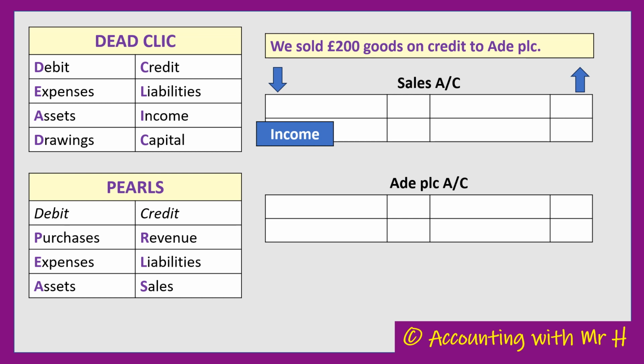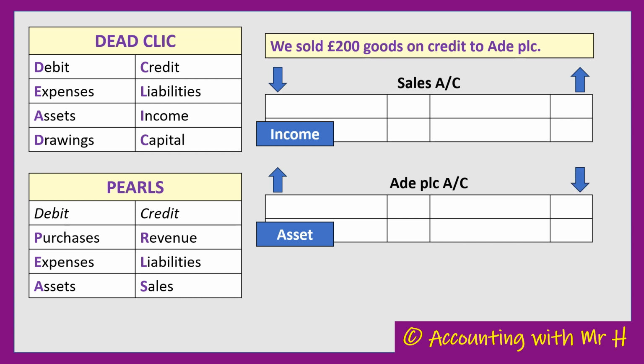And Aid plc, so if we are selling things on credit to Aid, Aid will become a trade receivable. Trade receivables are assets, so this is going to be an asset account. And DEAD tells us to increase an asset account, we record it on the debit. So therefore, to reduce an asset account, we record it on the credit.